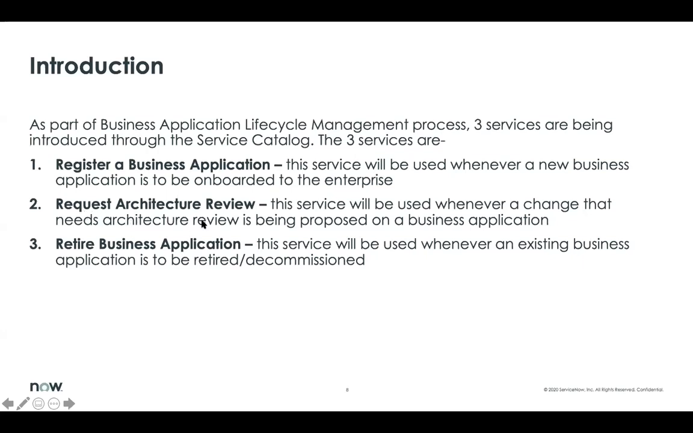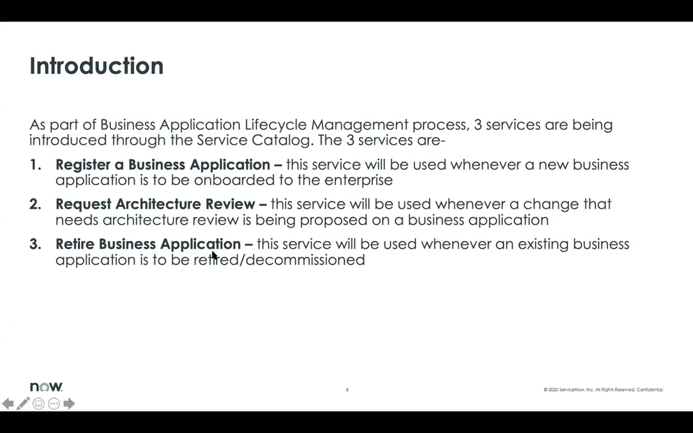The second service is request architecture review. Whenever any significant change needs to be made to a business application, the app owner has to request an architecture review, and that goes through an approval process. Once it is approved, only then will the business application owner be allowed to make the proposed changes.